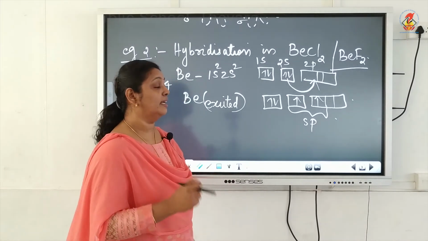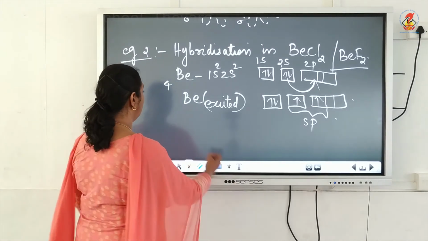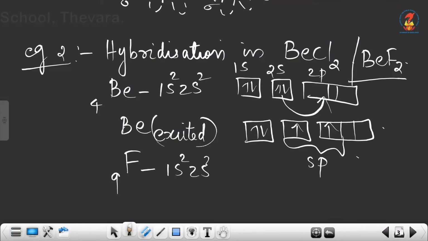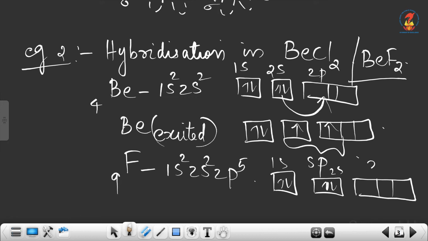Now let's see the electronic configuration of fluorine. Fluorine's atomic number is 9. So the configuration is 1s2, 2s2, 2p5. Now 1s2, 2s2, and 1, 2, 3, 4, 5. Now you can see there is one half-filled 2p orbital in fluorine.